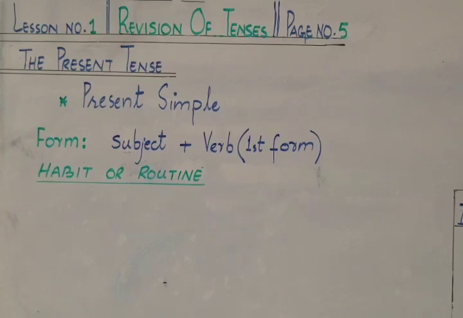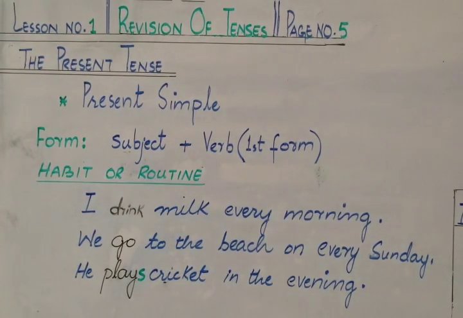We form present simple tense with a subject like I, we, you, they, he, she, it, and the first form of verb. And present simple tense is used to talk about habit or routine and facts. Let's see some examples of habit or routine. I drink milk every morning. We go to the beach on every Sunday. He plays cricket in the evening. Notice sentence number 3. We have play with S.